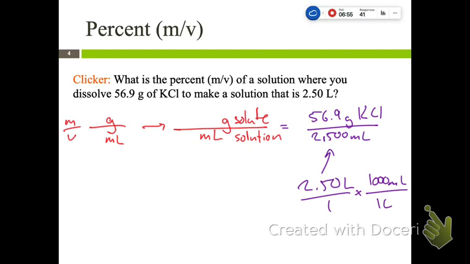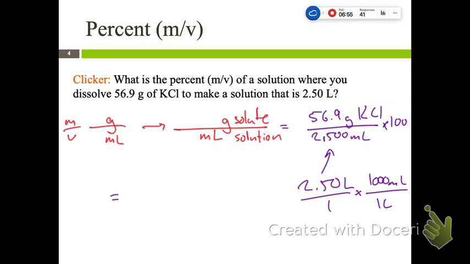So I want to convert liters because I know I need milliliters of solution on the bottom. I need to figure out how many milliliters of solution I have, what's the ratio. And our solute is KCl, so we can find that ratio. Are we done? If we just do that calculation, is that our percent? No. That's a fraction, but to find a percentage, we need to multiply it by 100.